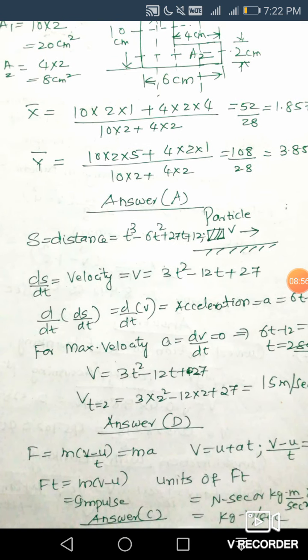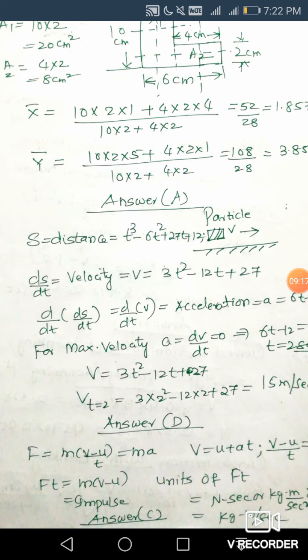Next, impulse is defined as F into t. We know that from the law of conservation of momentum, Ft is equal to mv minus mu. Ft is known as the impulse, that is nothing but force into time. So force into time or mass into velocity, both give the units of the impulse. Force units are newtons and time units are seconds.